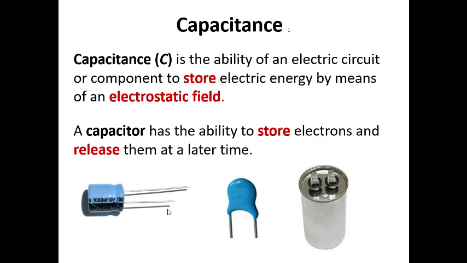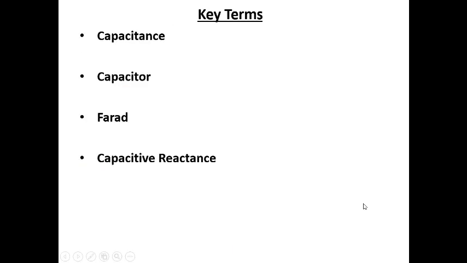All right, the first thing is the definition. Capacitance is the ability of an electric circuit or component to store electrical energy by means of an electrostatic field. A capacitor has the ability to store electrons and release them at a later time. Here's a couple examples of capacitors.